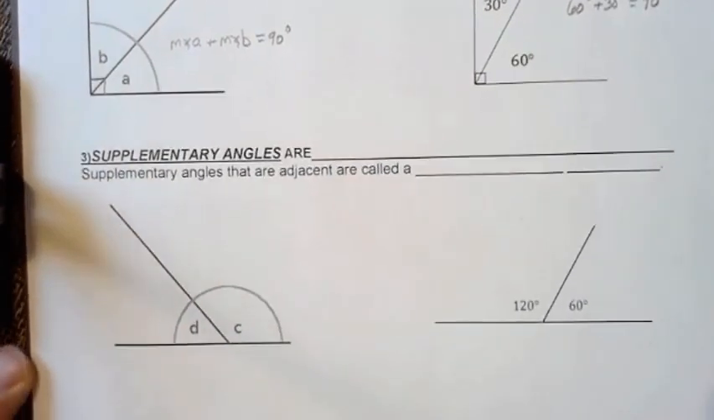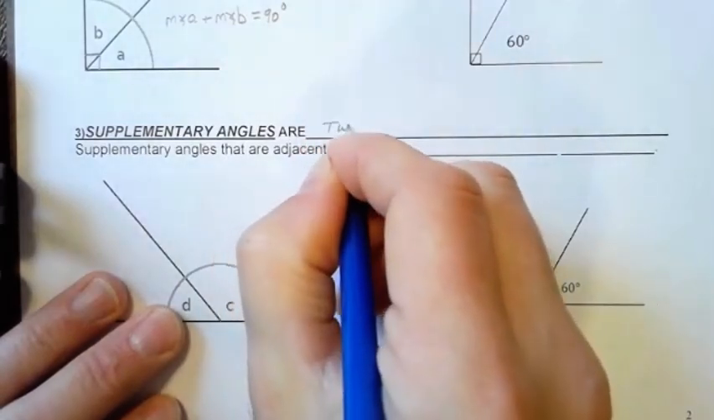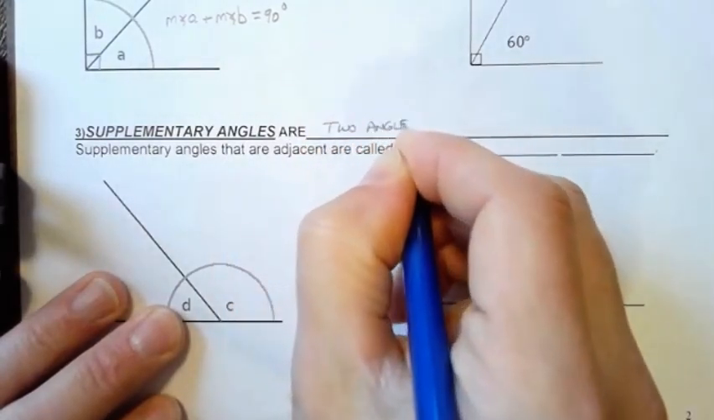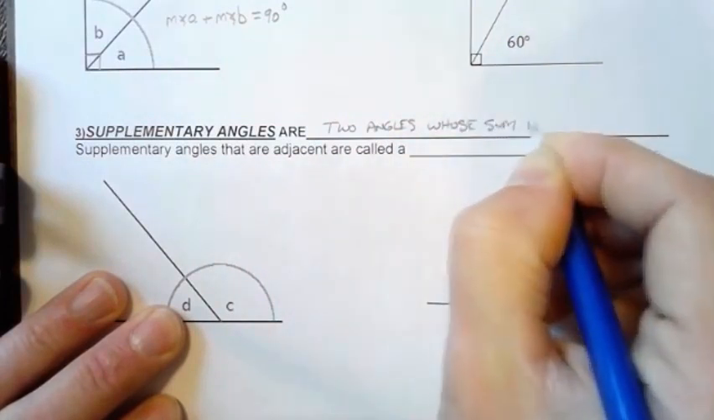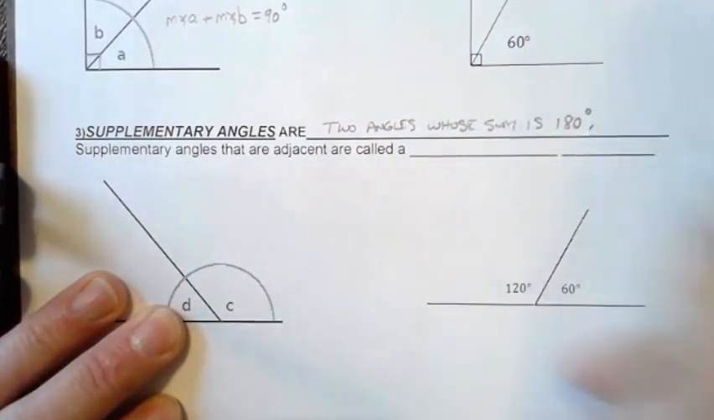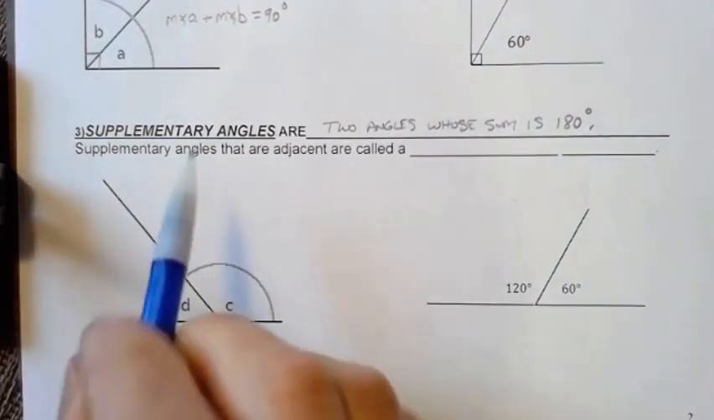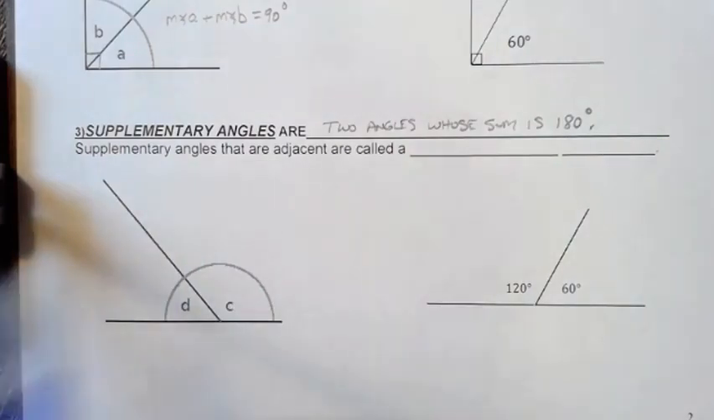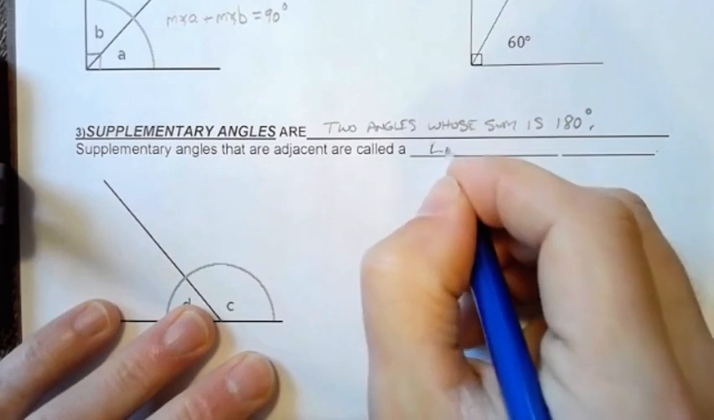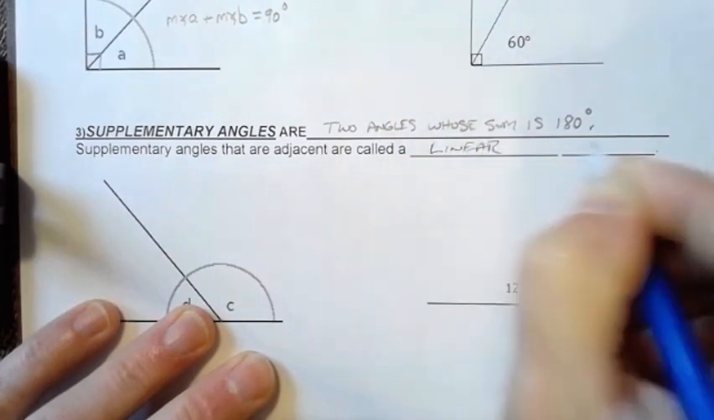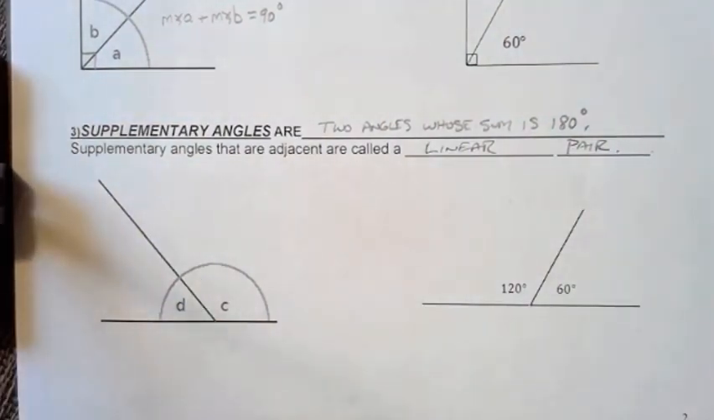What about supplementary angles? All right, well, supplementary angles are two angles whose sum is 180 degrees. Two angles whose sum is 180 degrees. And again, supplementary angles do not have to be adjacent to each other, but supplementary angles that are adjacent are called a linear pair. And we call them a linear pair because they form a straight line.